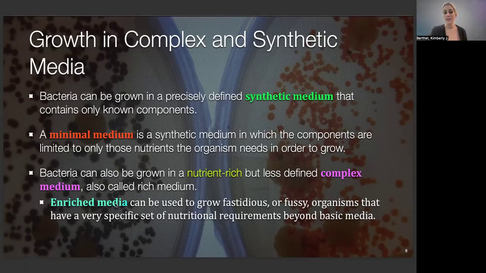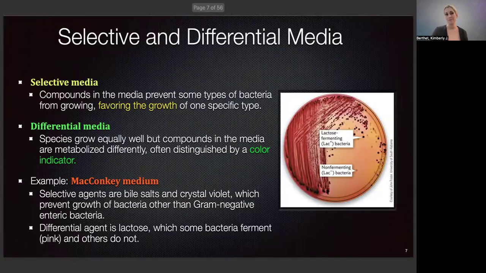So this is where we get into our complex media or enriched medias. So these enriched medias have additional growth factors for microorganisms to grow that wouldn't simply grow on minimal media. Some of these enriched medias will promote the growth of fastidious microorganisms. These are organisms that don't typically grow on minimal media. So sometimes when we have difficult to grow microorganisms, we can use enriched media.